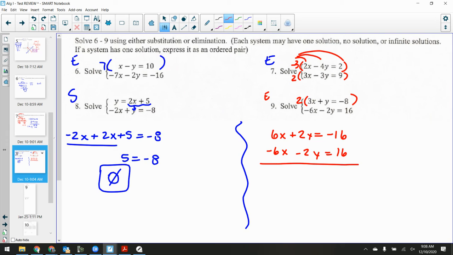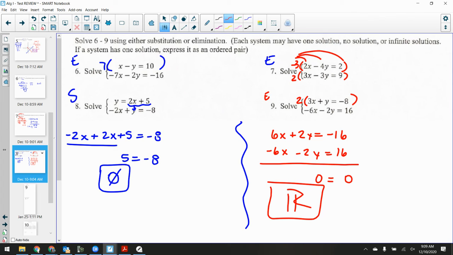What happens to this entire set of equations? Everything cancels. x's cancel. y's cancel. 16's cancel. 0 is equal to 0. So therefore, what does that tell me about this system? All real numbers. Or if I wanted to say infinite solutions. What does that tell you about the lines? They stack, right? They're one on top of another. They look like the same line.